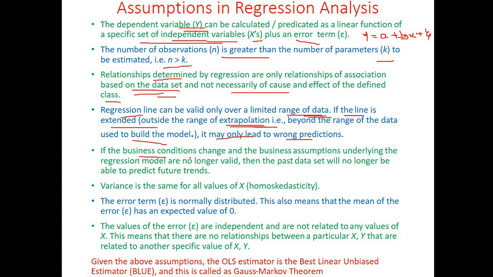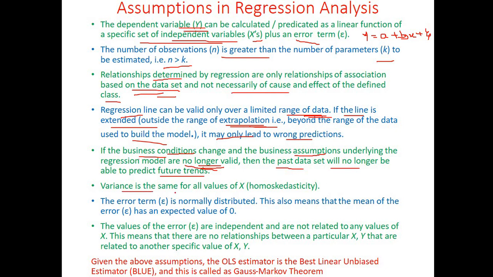If the business conditions change and the business assumptions underlying the regression model are no longer valid, then the past data set will no longer be able to predict the future trends. For example, in the stock market, the data used in the past may not be correct in the present scenario, because there may be changes in the conditions in the business and the assumptions of the business are no longer valid. That is the reason the past data may not give you correct predictions for the future trends.